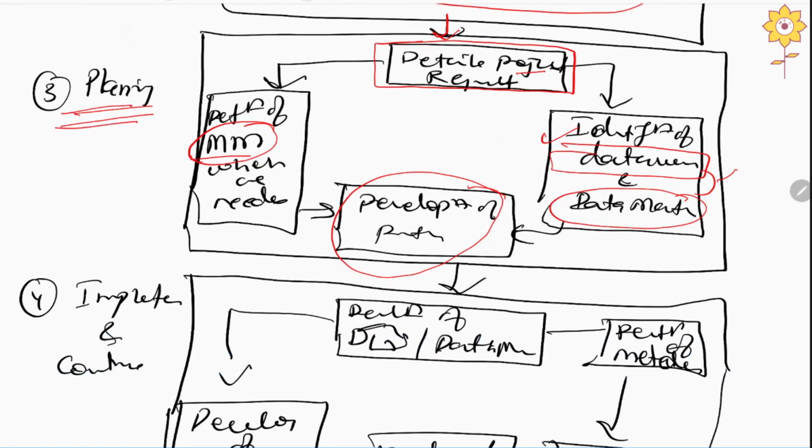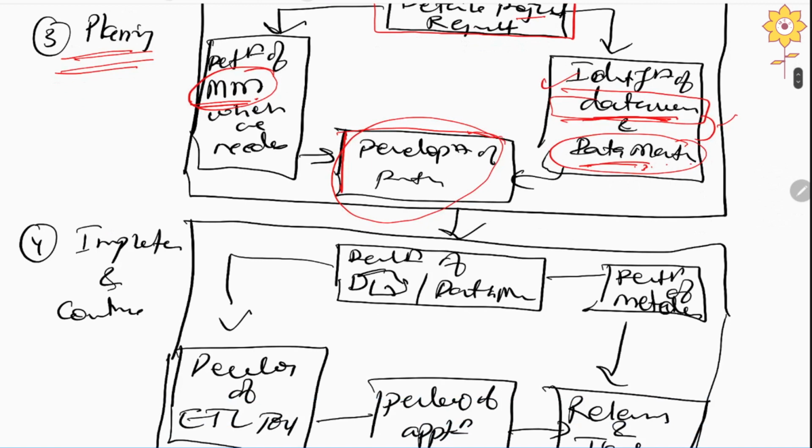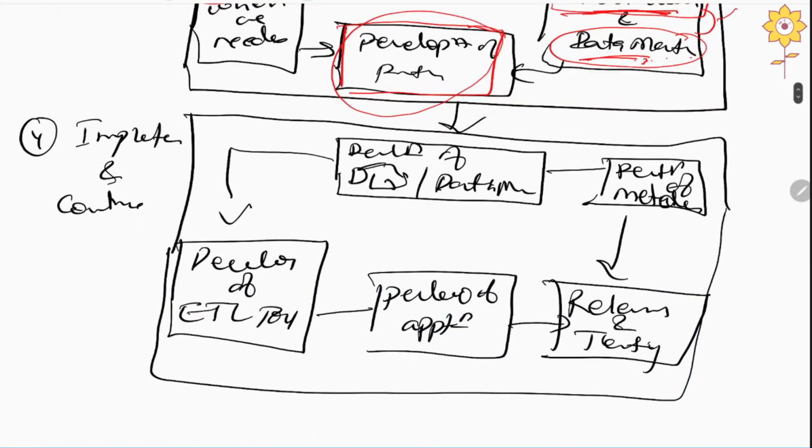So these three things are done under planning phase. First of all, we need to identify the mathematical models that are needed, which will be helpful to solve the problems that are faced by the company. We also need to identify the data warehouse or data marts that we will be requiring and incorporating in our BI solution. And once these things have been identified, then we can develop a prototype. So these are the tasks that are done under the third phase.